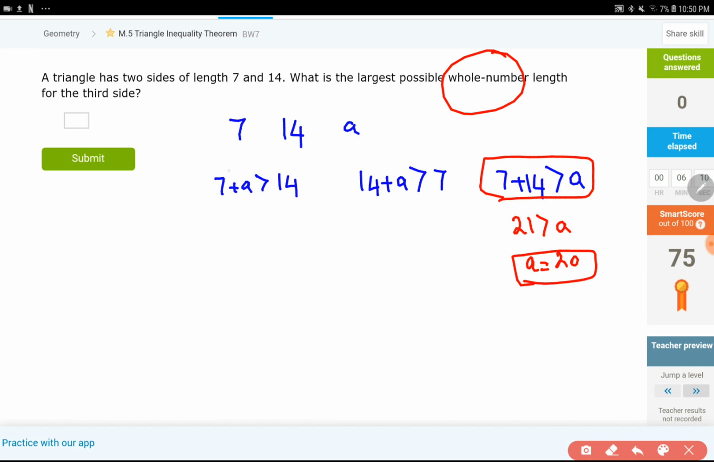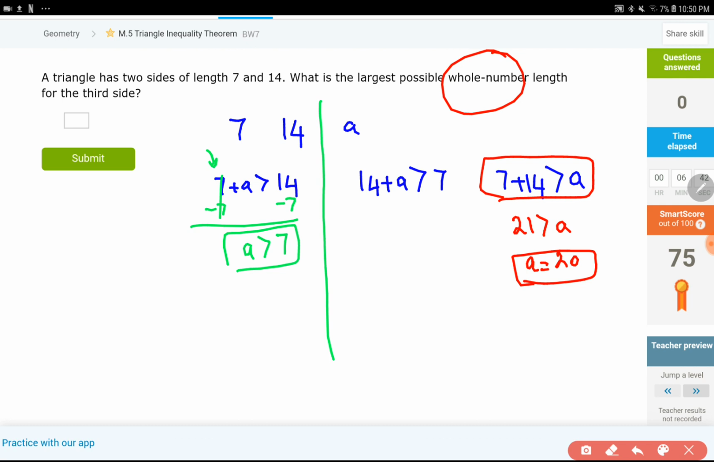I'm working on this first one right here. To get a by itself, I would subtract 7 from both sides. What it tells me is that a is going to be greater than 7. It could be 8 according to this inequality. It could be 9, 10, and it goes on forever. There's no upper limit, so it can go to infinity. The question asks for the largest possible value. According to the first inequality, it could be any number, as long as it is greater than 7.